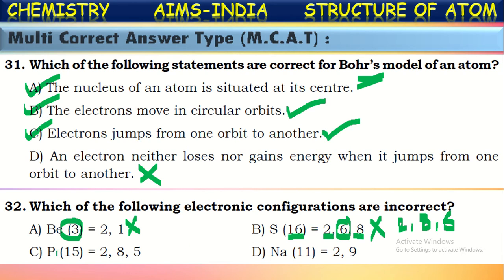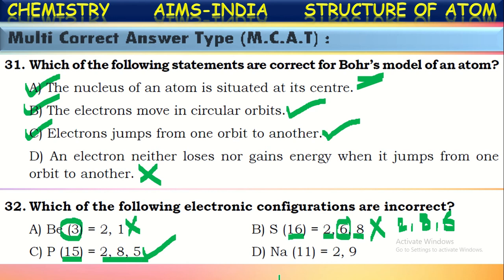See the next one, phosphorus. The atomic number of phosphorus is 15, correct. So it has 15 electrons. Now 2, 8, 5 is a correct configuration, because the first shell can accommodate 2 electrons, the second can accommodate 8 electrons, and the remaining electrons will go into the third shell. 2, 8, 5 is the correct configuration.